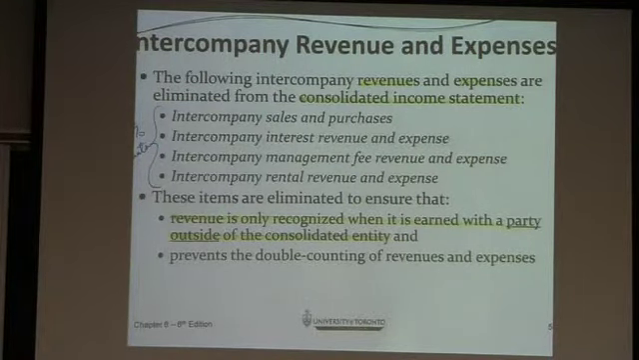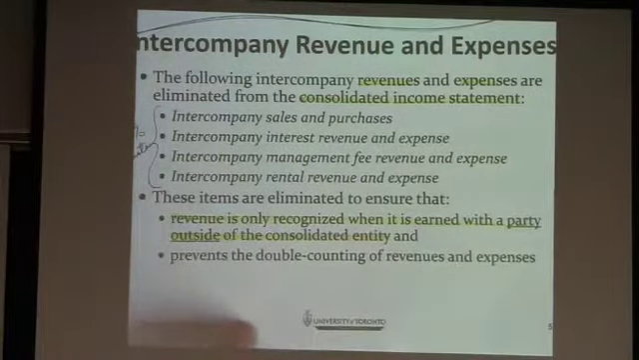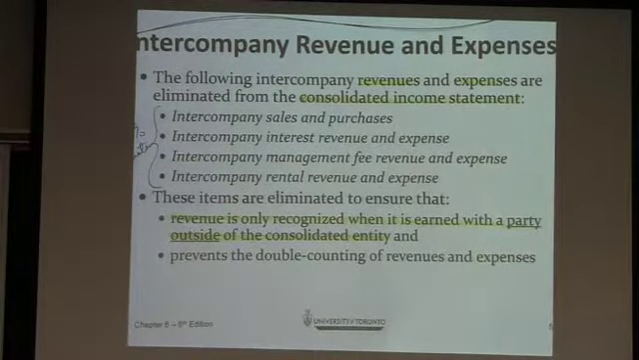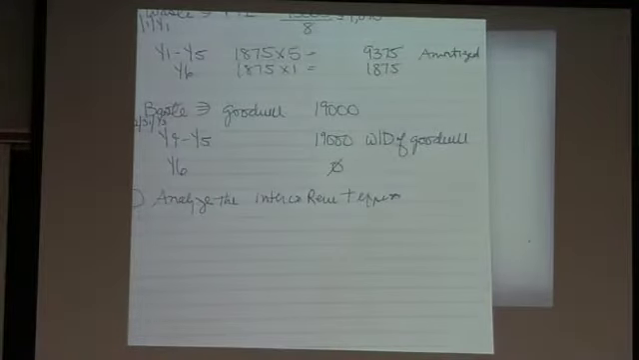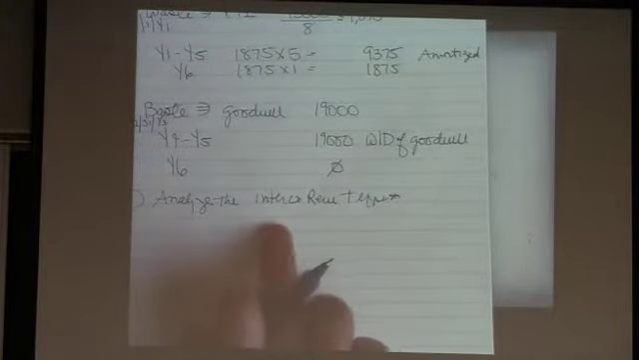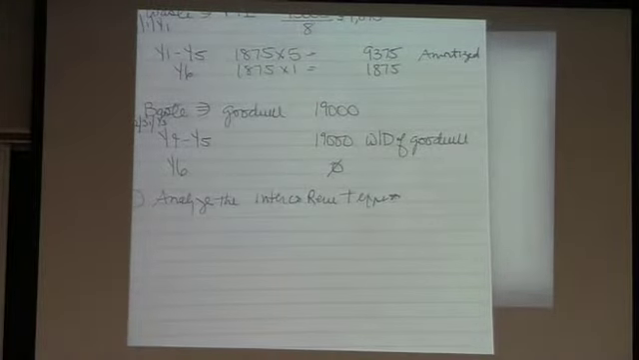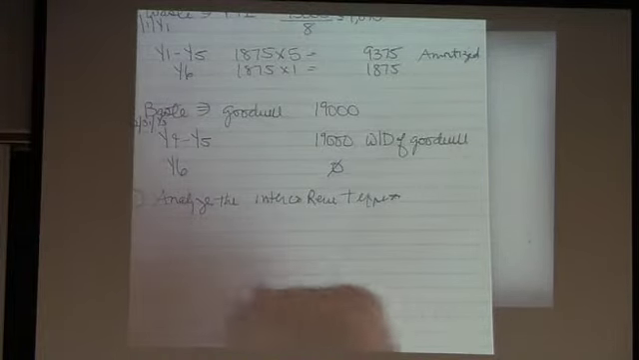Okay? So I just wanted to make sure I answer that question, part C, that says, use the criteria for revenue recognition to explain why we're making these adjustments. Okay? So that's in your lecture notes. Okay, so let's get started. So we need to analyze all the intercompany revenues and expenses. And in our first example, we know we had sales.